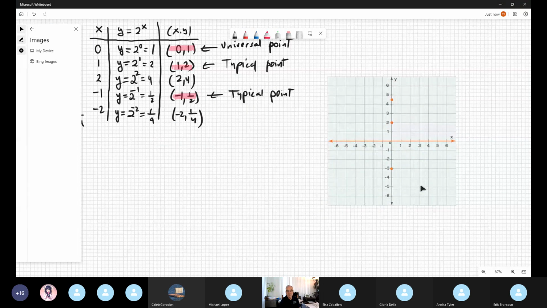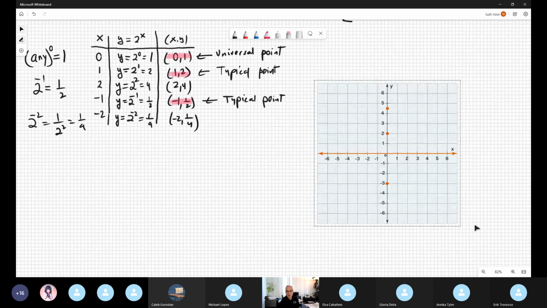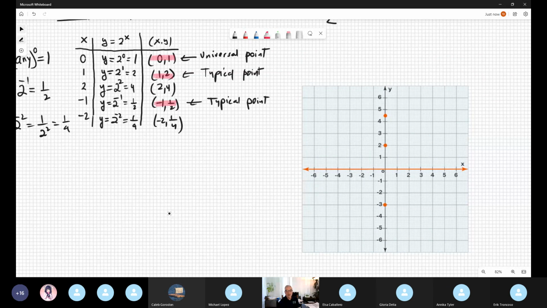Oh, I have the rectangular coordinate system on the piece of paper. Let me enlarge it a little bit to see. I plot the famous universal point (0, 1). It's super important. I plot (1, 2). Here. I plot another one, (2, 4). Okay, (2, 4).